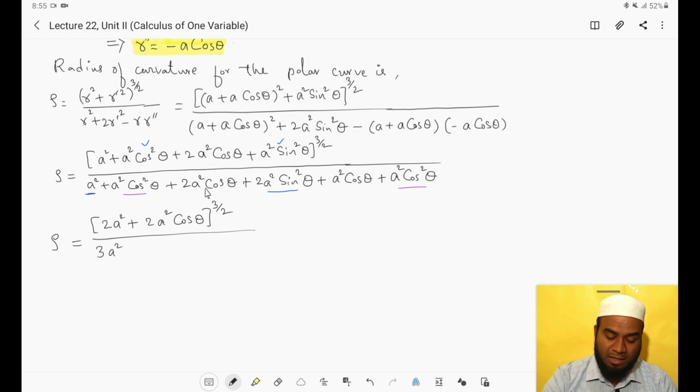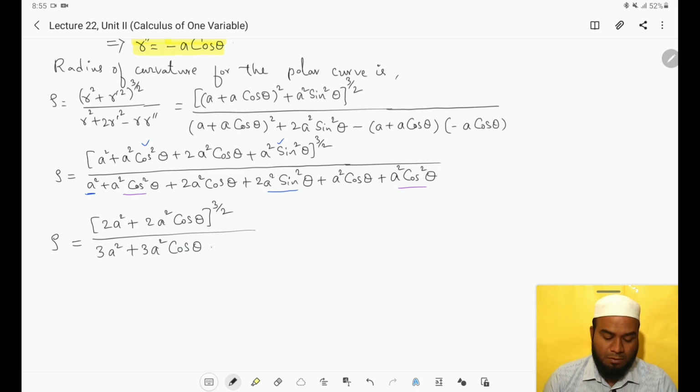What else is remaining here? 2a square cos theta and here a square cos theta. So 2 plus 1, 3, what we'll get here? 3a square cos theta. This we will get here, right?